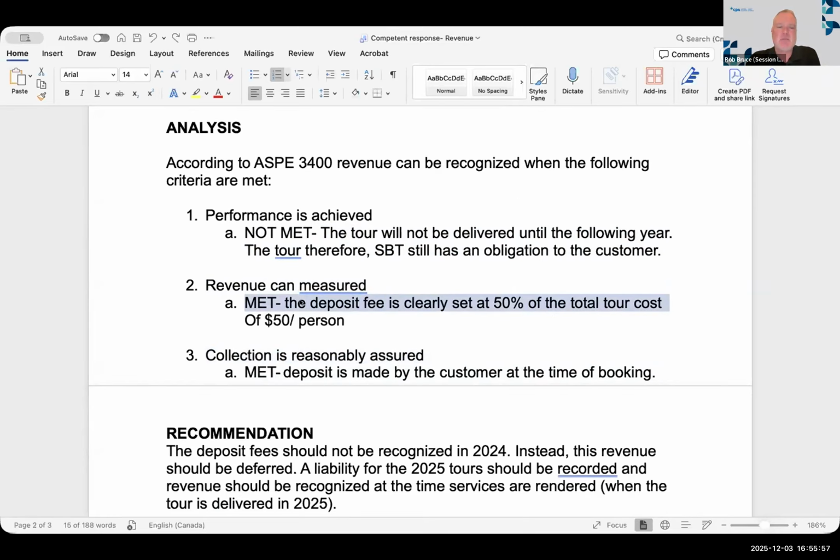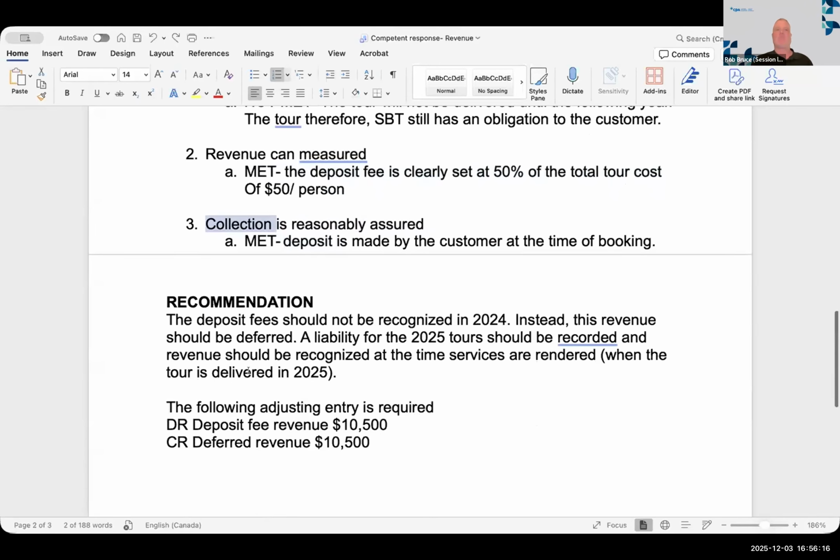Second one, with measurement, revenue can be measured. The deposit fee is clearly set at 50% of the tour cost, $50 per person. This is met, so that's good. And then finally, collection: deposit is already made at the time of booking, that's met. So 2 of the 3 are met. So we go on to make our recommendation.